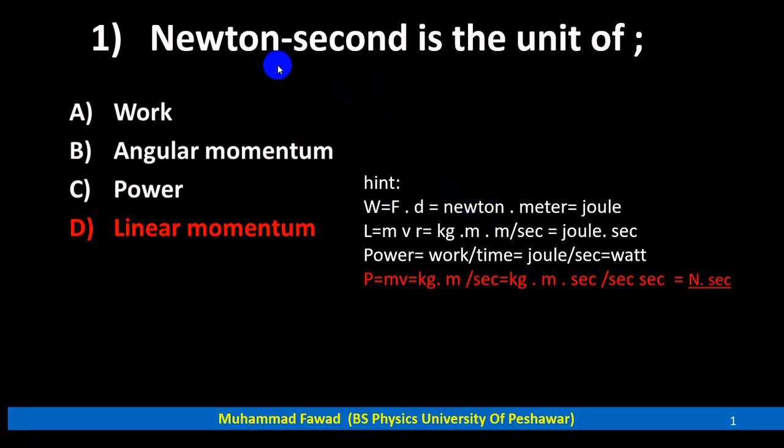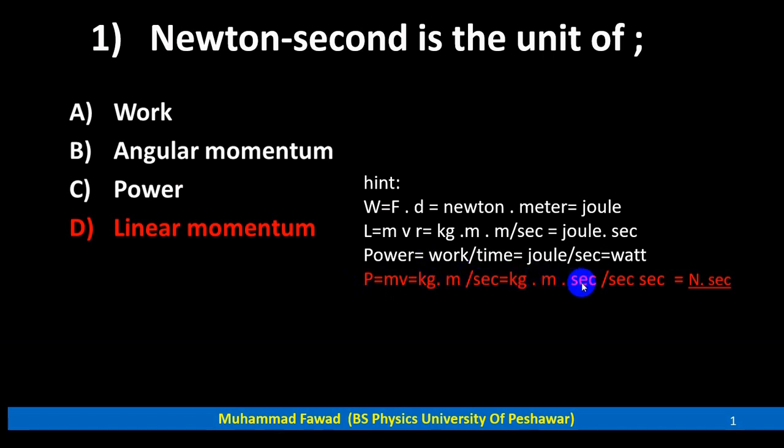पहला MCQ है: Newton second is the unit of work, angular momentum, power, or linear momentum. डियर स्टूडेंट, हमें पता है कि वर्क का यूनिट जूल है, इसी तरह एंगुलर मोमेंटम का यूनिट जूल सेकंड है, और the unit of power is watt. And we also know that linear momentum is equal to the product of mass and velocity, and its unit is kilogram meter per second.